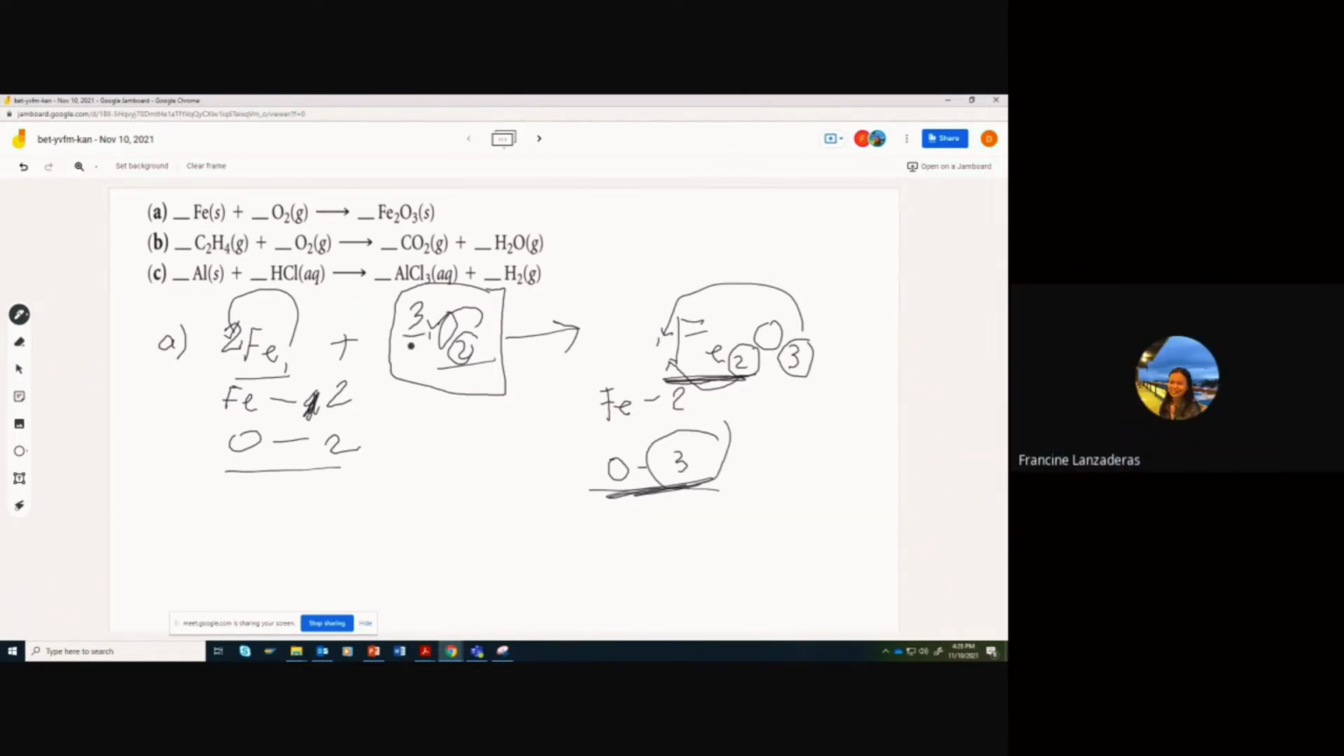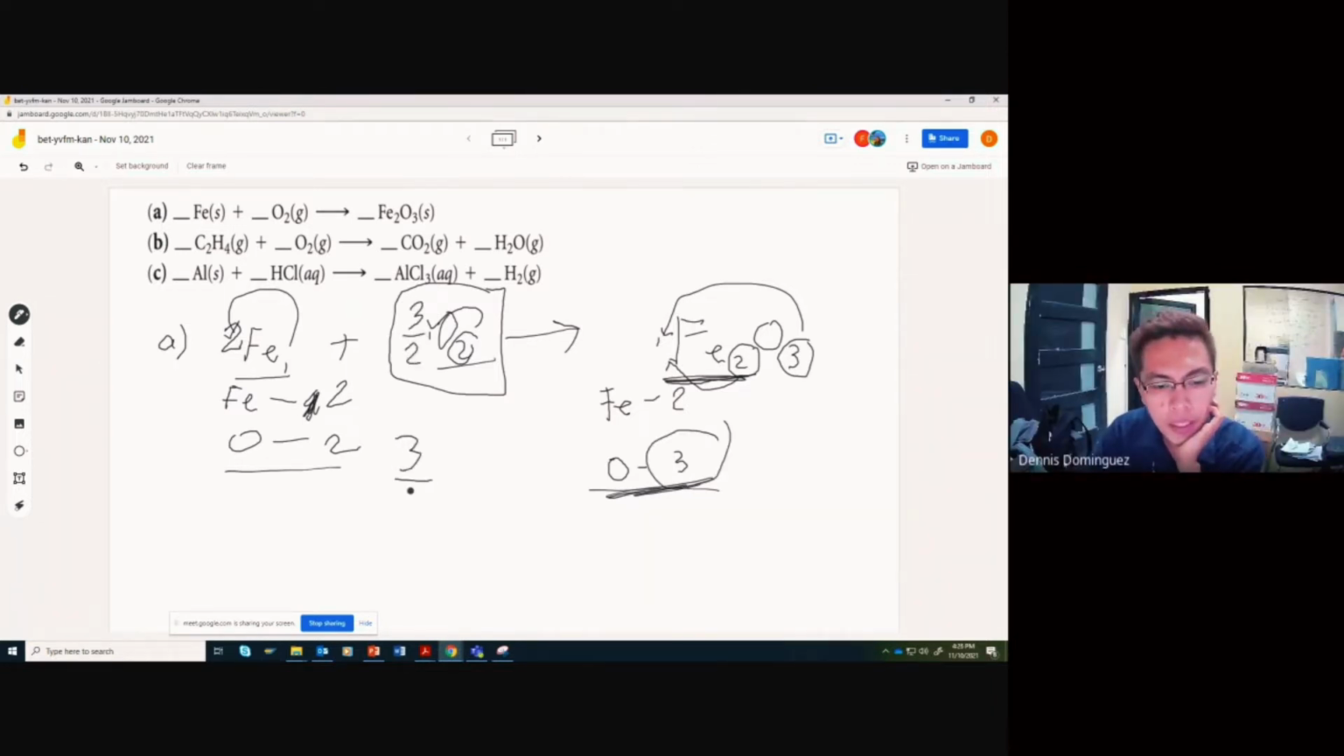3 halves, correct? So that's correct, no? So when you multiply 2 by 3 halves, the 2 cancels, and what remains is 3. But in this case, in chemistry, we don't have fractional coefficients or fractional atoms. You don't say that I need 3 halves of oxygen. So it should be a whole number. What you need to do this time is make it a whole number.